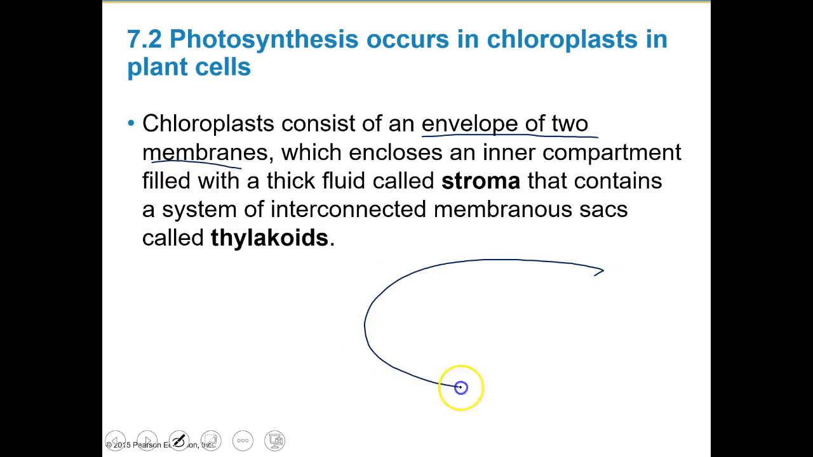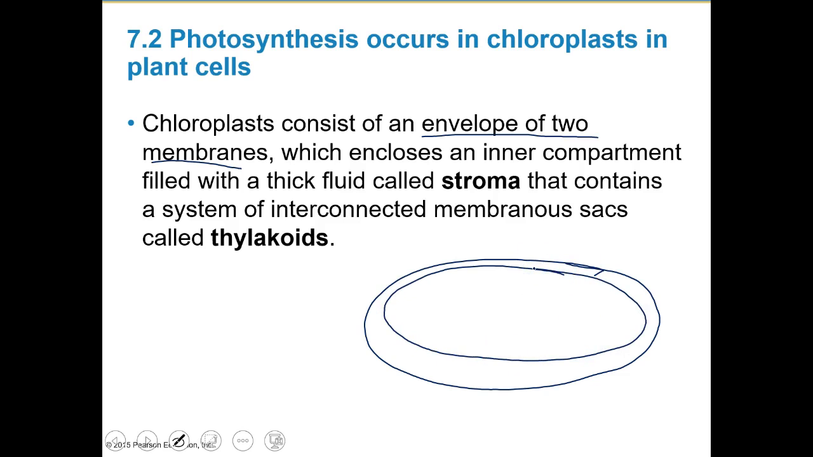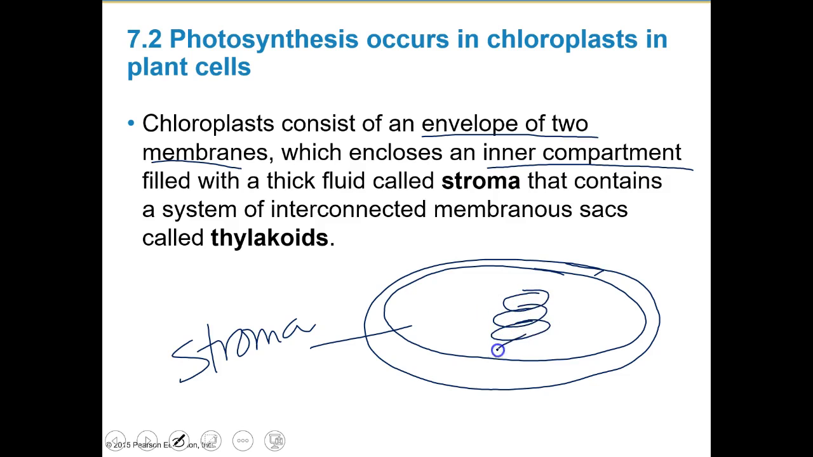Chloroplast consists of an envelope of two membranes. So I'll give you the rough version down here. Two membranes, a double membrane thing, and it encloses an inner compartment filled with a thick fluid called the stroma. So this has its own name, the juicy stuff in the middle of the chloroplast called the stroma. And it contains a system of interconnected sacs called thylakoids. They sort of look like that. So that one little pancake-looking thing is a thylakoid.